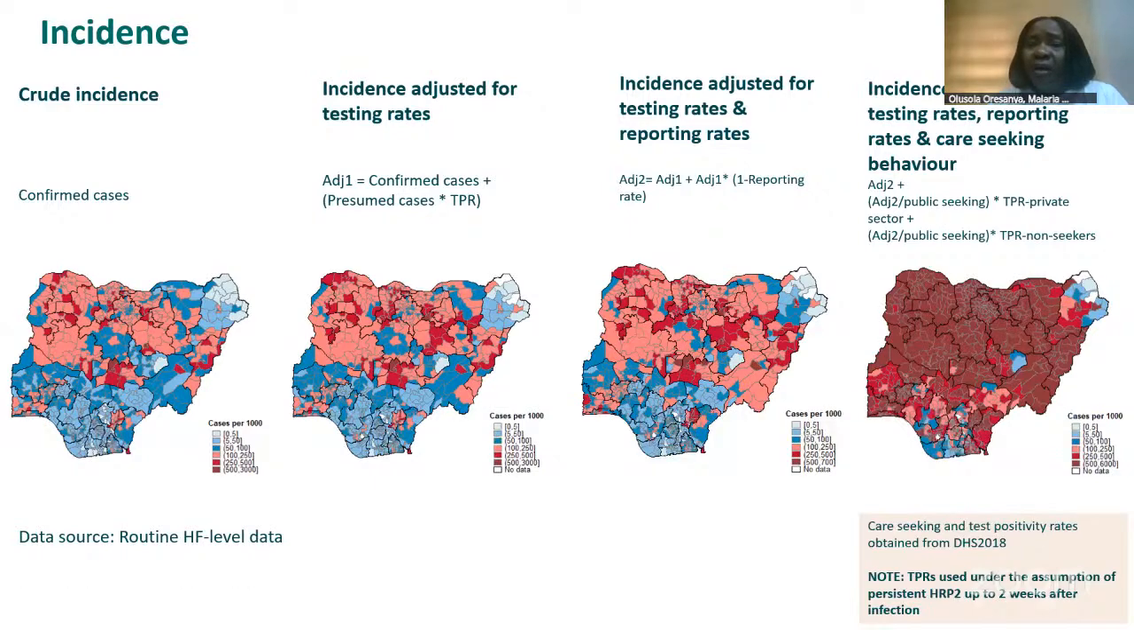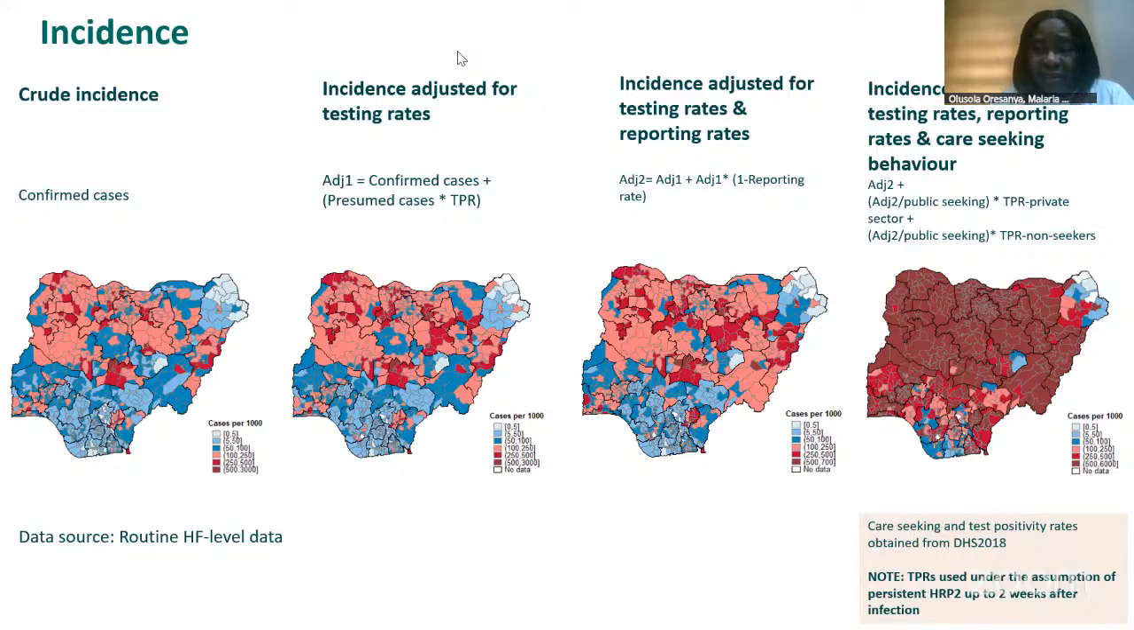And then care seeking behavior was also adjusted for. The proportion of people who will go to the private sector, the proportion of people who will go to the public sector to seek healthcare, and then also looking at testing rates in those different sectors. So all that was adjusted for, and you see the final map that they came up with on malaria incidence.